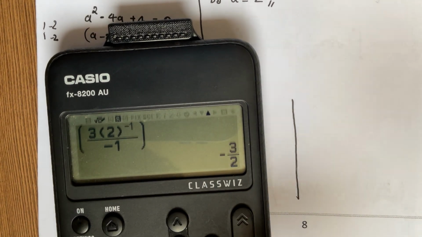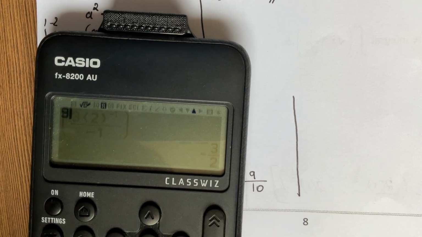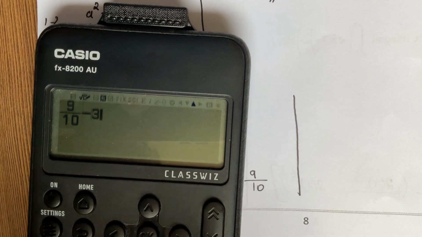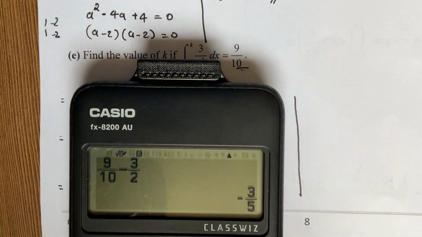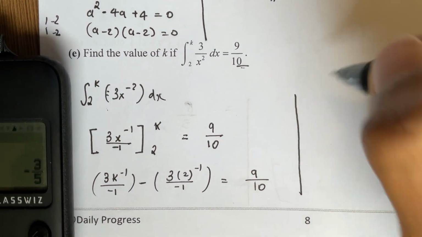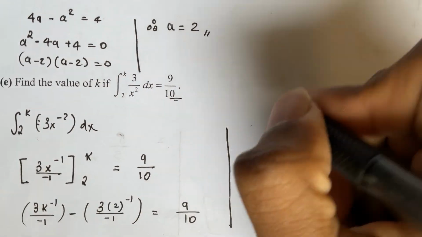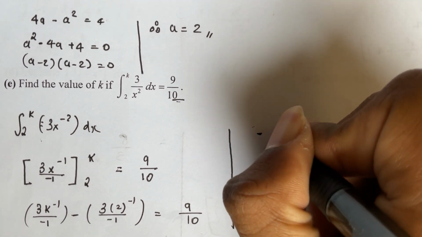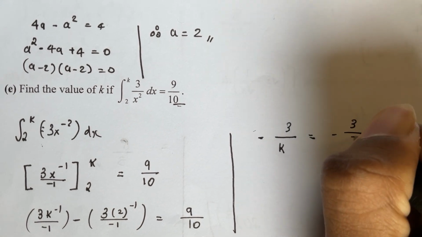And what do we want to do after this? Well, we want to subtract it from the 9 on 10. So let's go ahead and do this in the same step: 9 by 10 minus the 3 by 2. That's going to equal negative 3 on 5. Okay, so you can write it here as negative 3 over k is equal to negative 3 over 5.